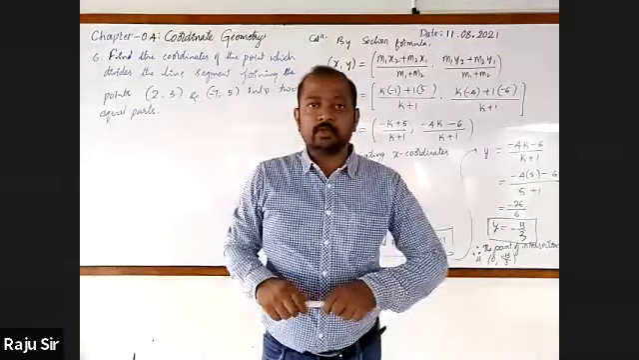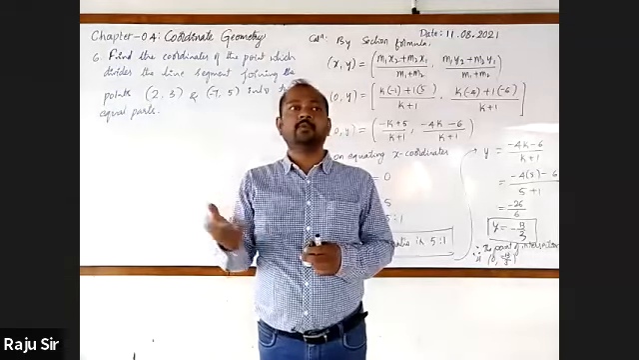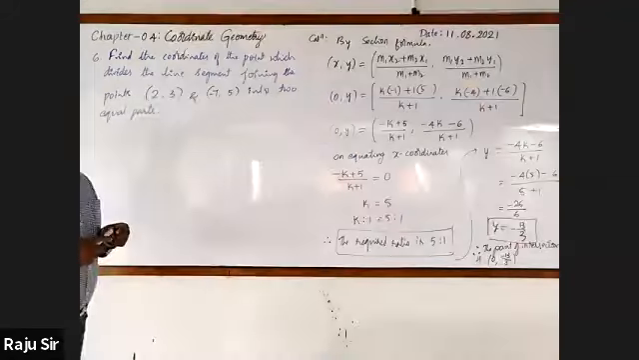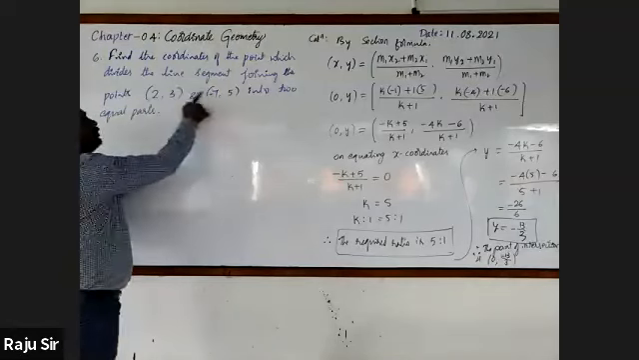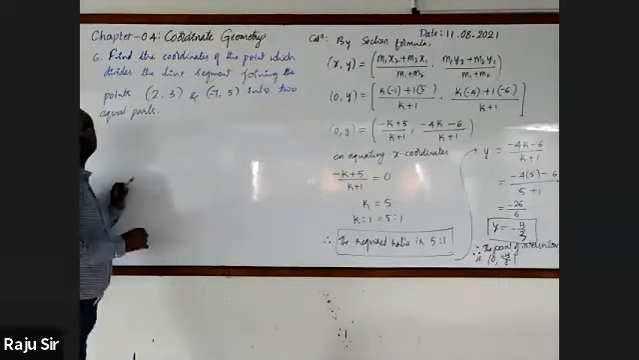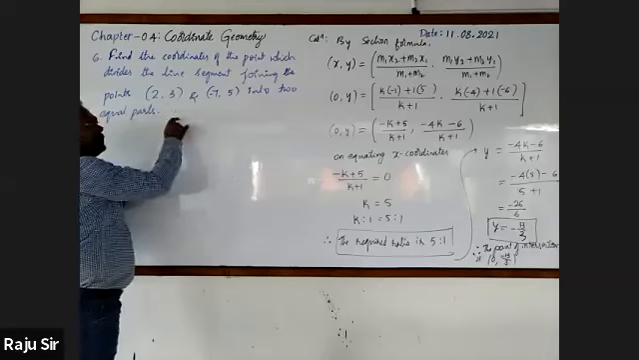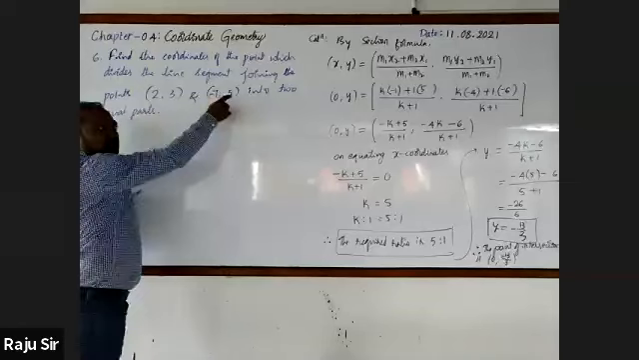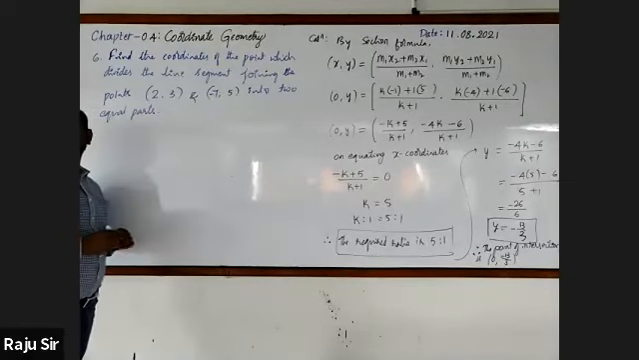Which formula can be used? Midpoint formula. Either midpoint or section formula, but you will find it easy to use the midpoint formula. So it will be 2 minus 7 by 2, and 3 plus 5, which is 8, by 2, which is 4. So it will be minus 5 by 2 comma 4. That is the midpoint.